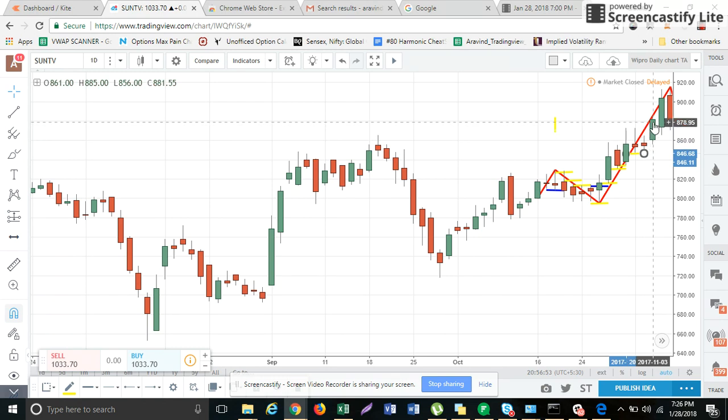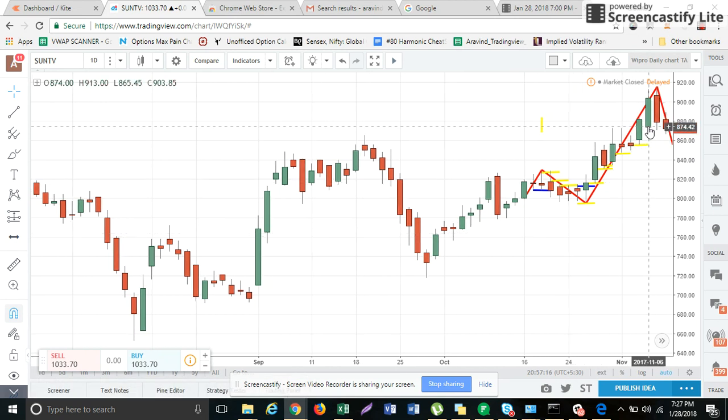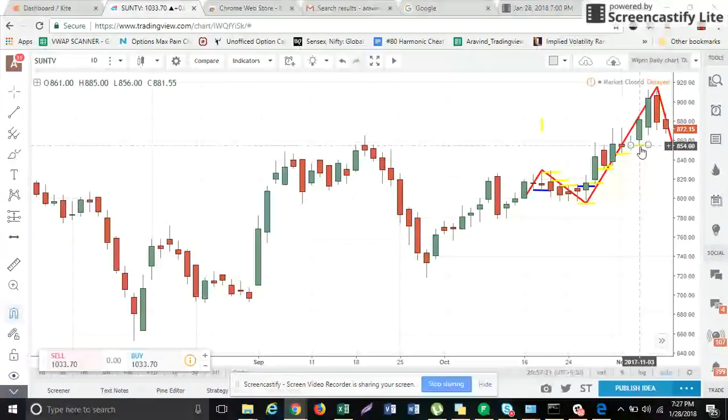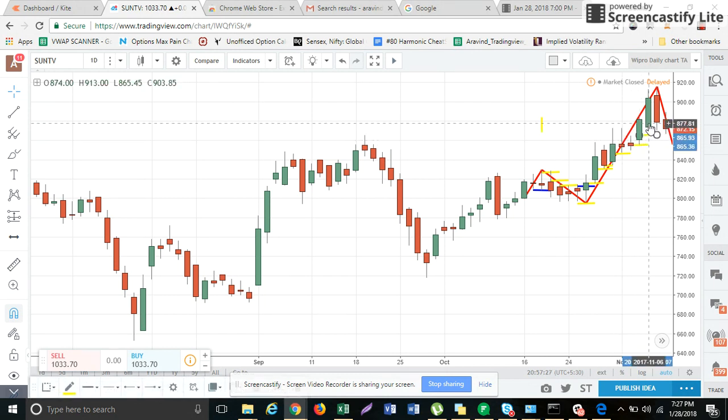It made another swing high, which broke all the previous sideways trend and made a new swing high. So on the end of that day, we update our stop loss to the low of that particular candle, which is 856. On the next day, it made another swing high, which is a big green candle. So we simply update our trailing stop loss to the low of that candle, which is 865.45.